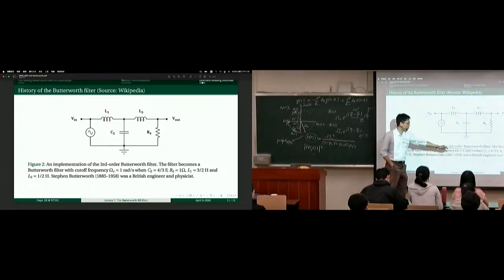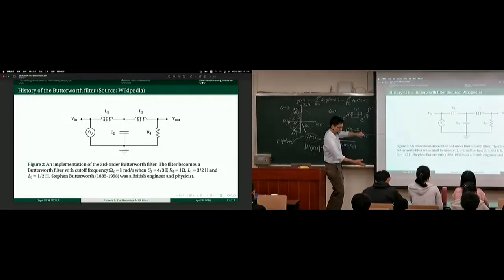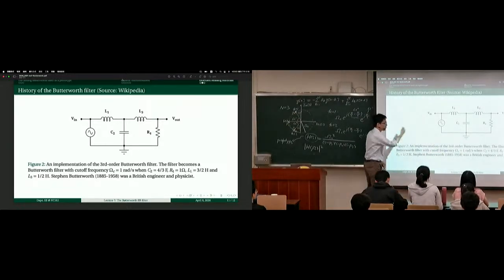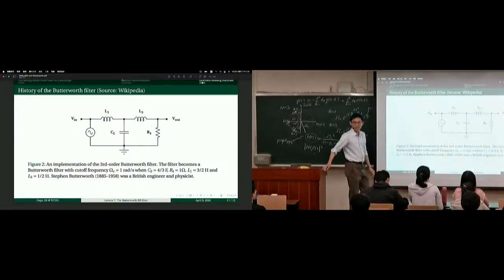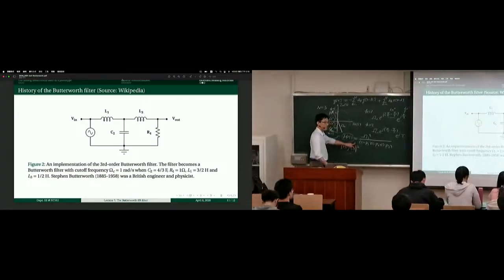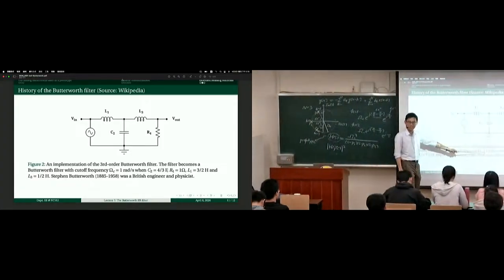This is a pretty big capacitor, though. It's a very, very big capacitor. But suppose that you get a big capacitor with a very small resistor, and then just do some wiring and create an inductor. Theoretically, you get a 3rd order Butterworth filter with cutoff frequency of 1 radian per second. Okay.